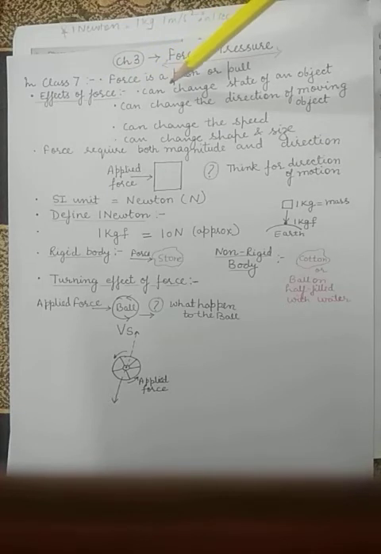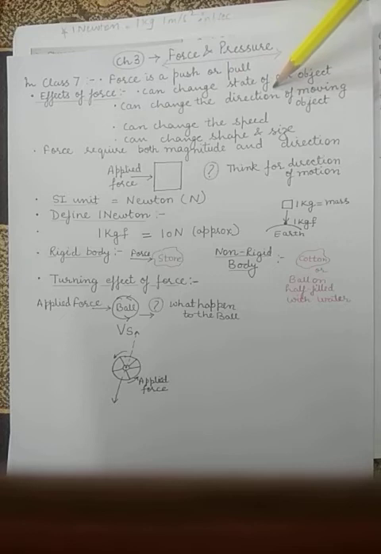Now what are those effects? It can change the state of an object. When we say state of an object, either the object comes to rest or it starts moving. For example, when you are playing with the ball and you kick the ball, it was at rest and you kick the ball, it comes into motion. But when a moving ball is thrown towards you and you catch it, the ball comes to rest. So this is how, by exerting the force, we can change the state of an object.